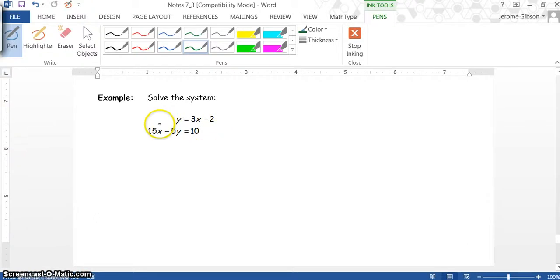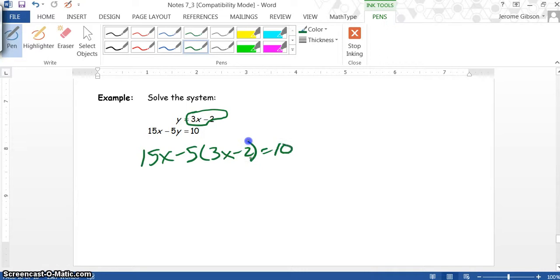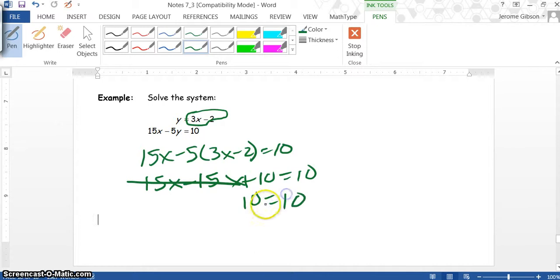Now, picking up where we left off, I said for this system of equations that we would use the substitution method because this equation was already set up in that form. So we will find the y value in the second equation and substitute 3x minus 2 in its place. So we have 15x minus 5 times (3x minus 2) is equal to 10. So we have 15x minus 15x plus 10 equals 10. These 15x's will simplify out, and we will be left with 10 equals 10.